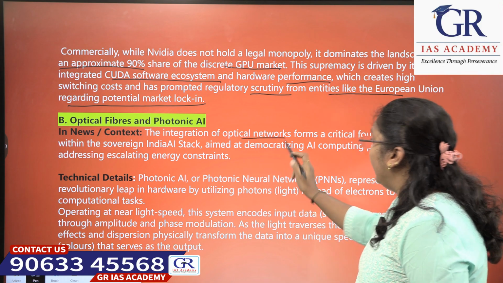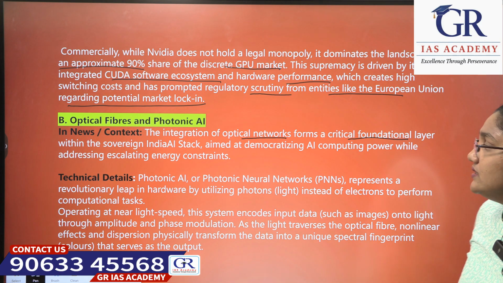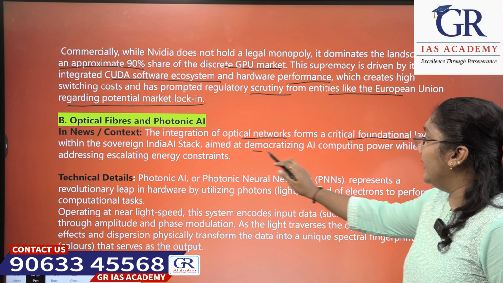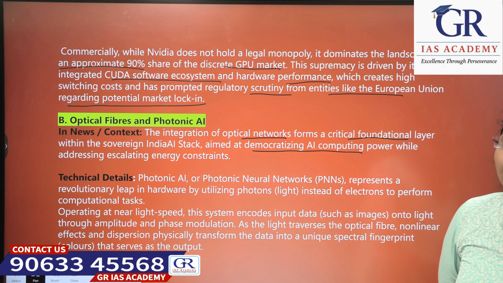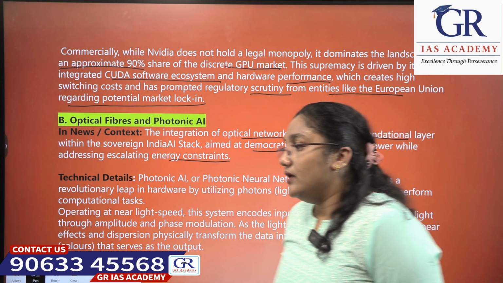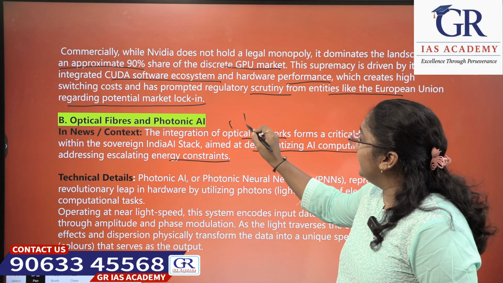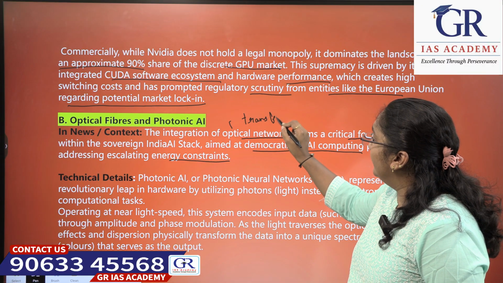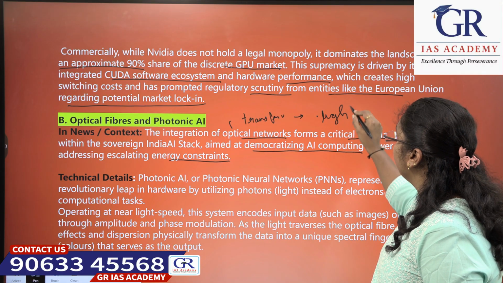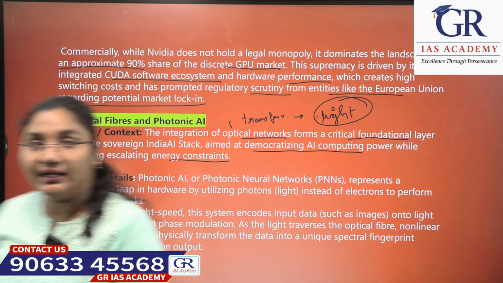The integration of optical networks forms a critical foundation layer within the Sovereign India AI stack, which is aimed at democratizing AI computing power while addressing escalating energy constraints. This is what is in the news. So, what are these optical fibers? These optical fibers are used for transmitting data, not by using electricity, but by using light as a source. A drastic change in computing technology.